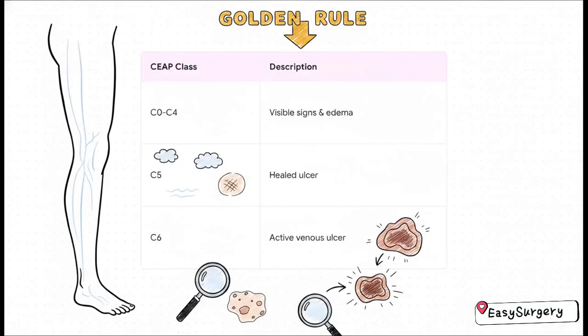Now when we're assessing that clinical damage, we use the CEAP classification, which is graded from C0 all the way to C6. The really critical late-stage ones you want to watch out for are C5, which is a healed ulcer, and C6, an active venous ulcer. And here is a golden rule for your clinical exams. If a patient presents with multiple signs, let's say they have pigmentation and a healed ulcer, you absolutely must score them based on the highest clinical value present. Always go with the highest one.